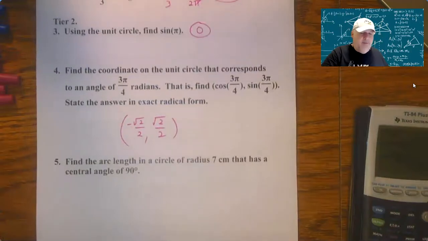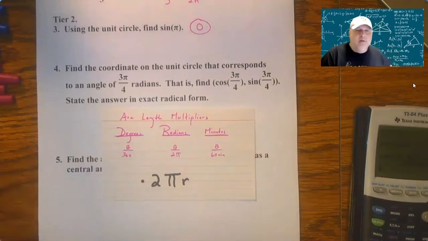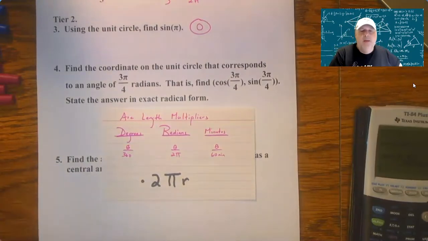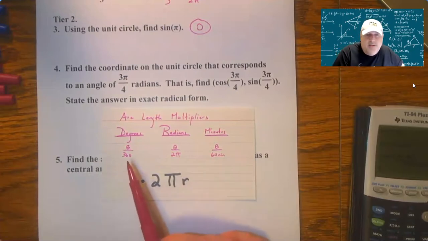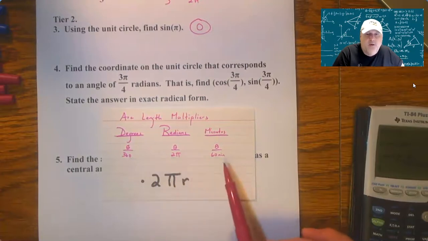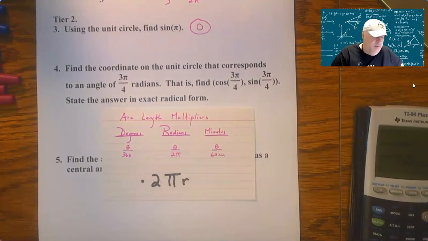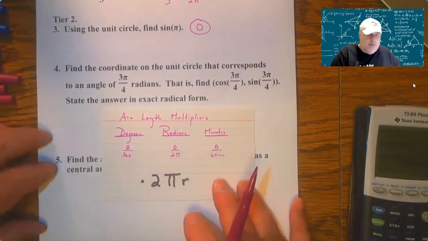Okay, so 5 is getting at, there's 3 questions dealing with what I call arc length multipliers. So all arc length is a portion of the circumference in a circle. And so are we dealing with a portion that's given in degrees? Are we dealing with a portion that's given in radians or in minutes? So the theta is the given central angle or the given angle that's swept out.